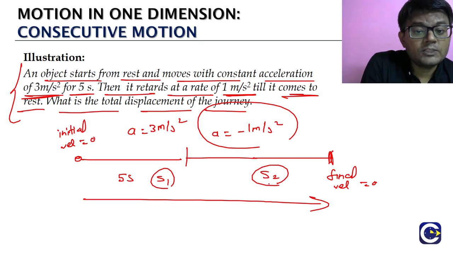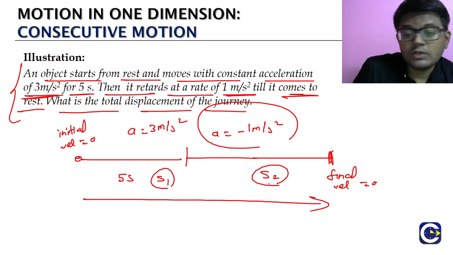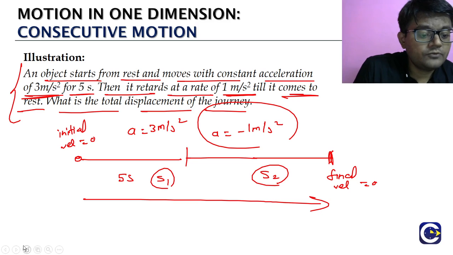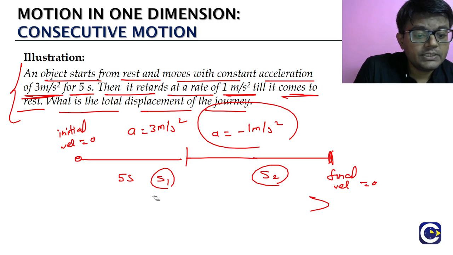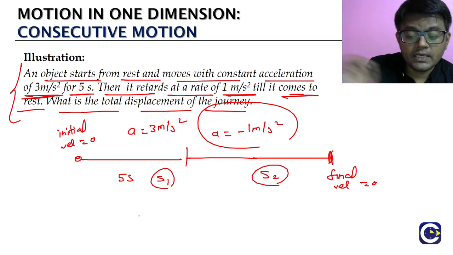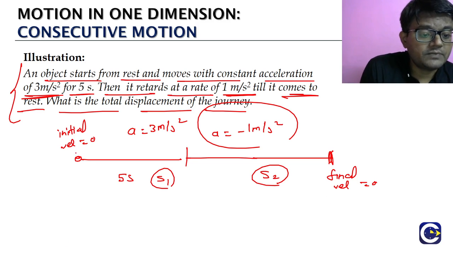We have to find the overall displacement, which is nothing but S1 plus S2, isn't it? So we have to find the value of S1 plus S2. Let us see how we will get it. First, we will begin by looking at the first part of the journey.